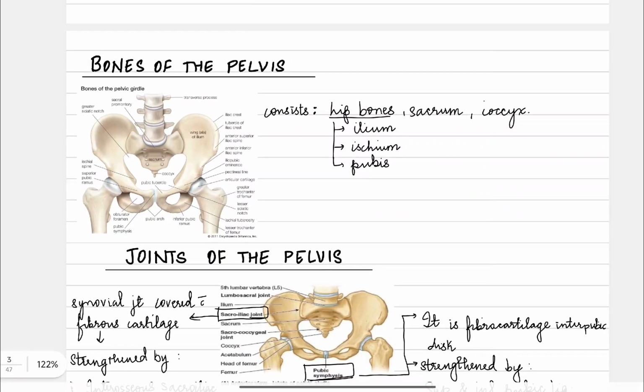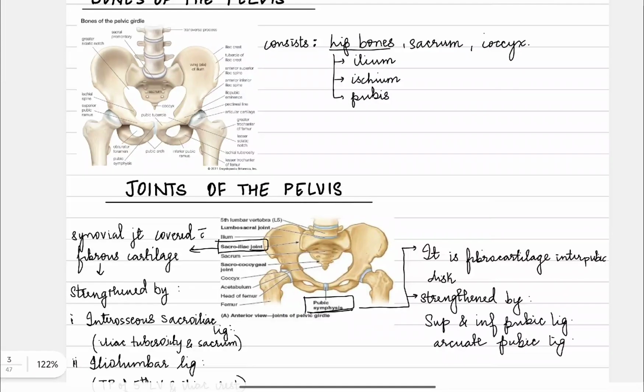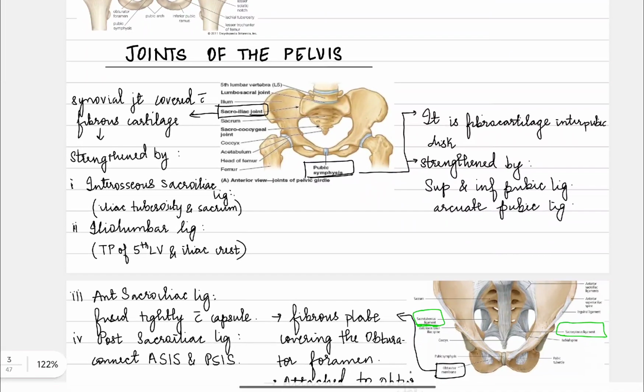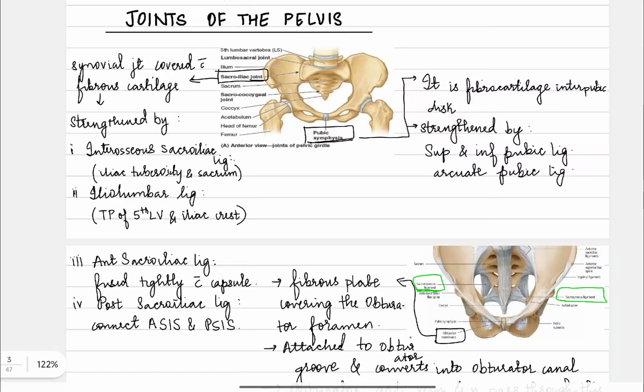What are bones of pelvis now? Bones of pelvis are three: hip bone, sacrum, coccyx. Hip bone consists of ilium, ischium, pubis. Next is joints of pelvis. Now first is sacroiliac joint.